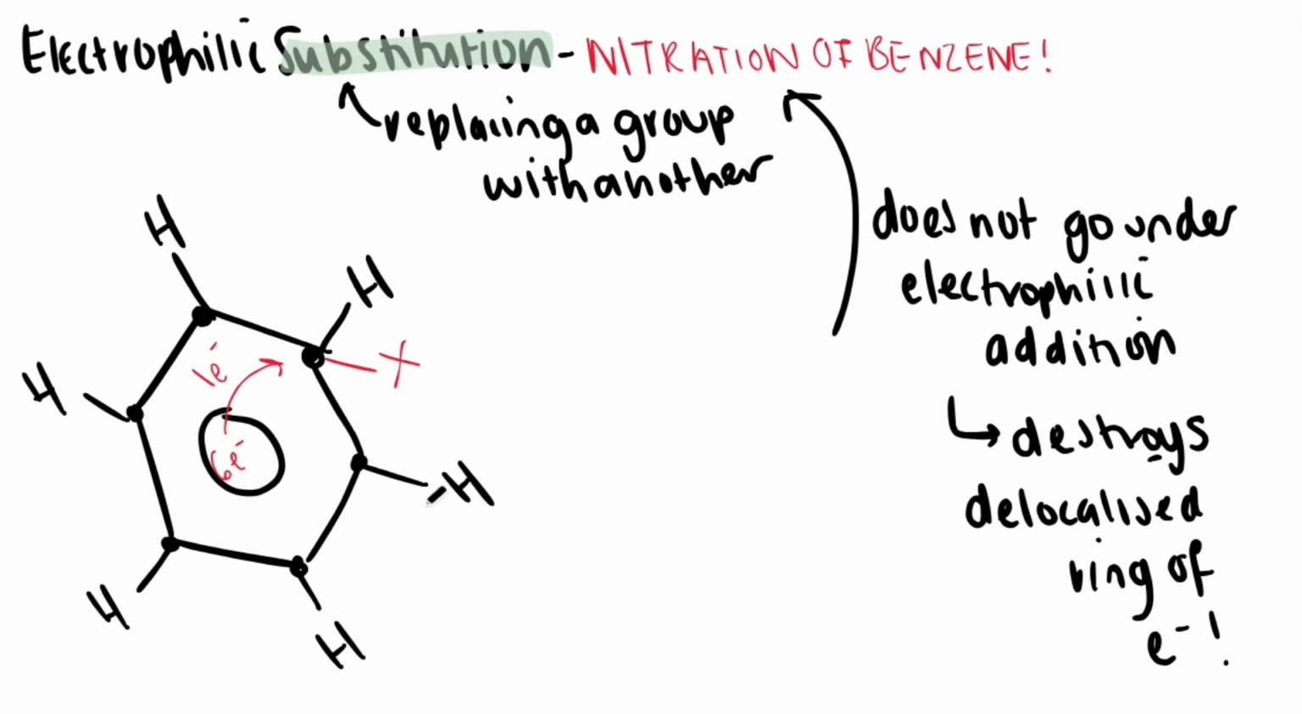So I'm representing the molecule with an X, and if we added this, what's actually going to have to happen is the hydrogen is going to have to go to reform this delocalized ring of electrons. And if you don't understand this too much, don't worry too much, because it's not a vital thing to remember. It's just good to recognize and understand.